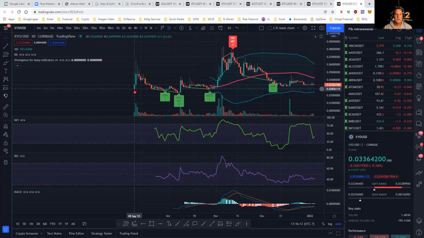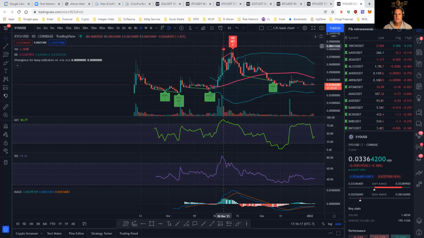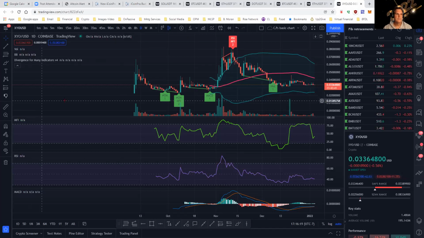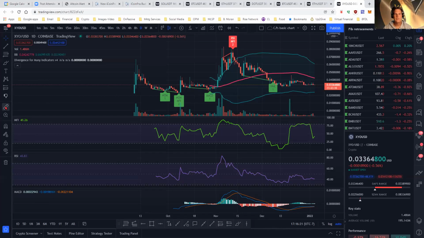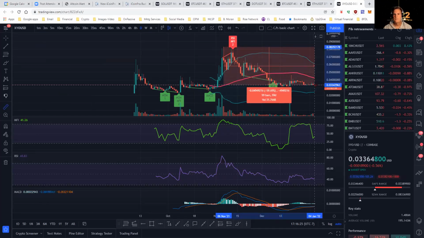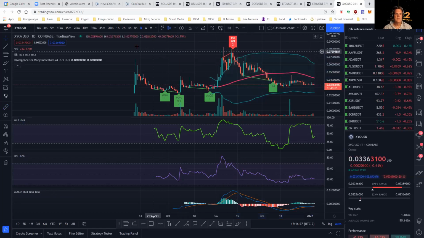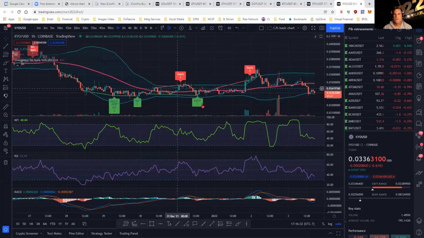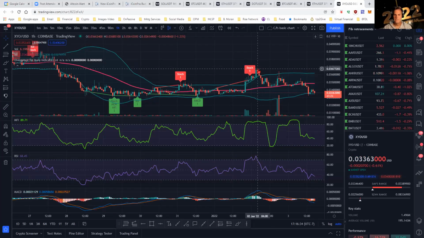Got the XYO listing in September, hit its high in November and kind of crashed and burned since then. Looks like over half. Yeah, it's almost 60% down, not showing many signs of recovery. Recently, yesterday, we were 3.6 cents. Today we're about 3.3 cents. So it could have some room to move on a retrace.